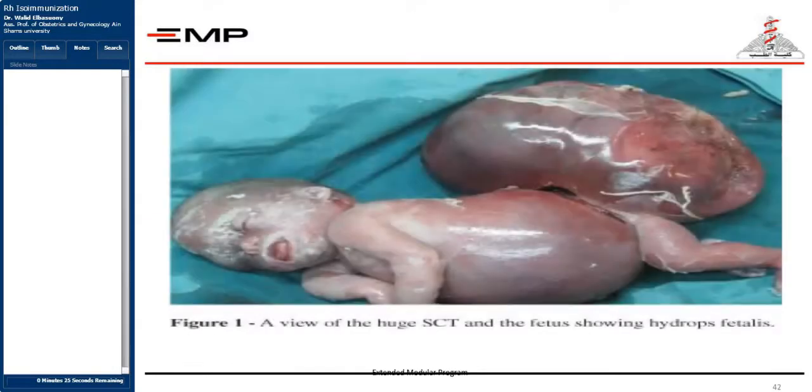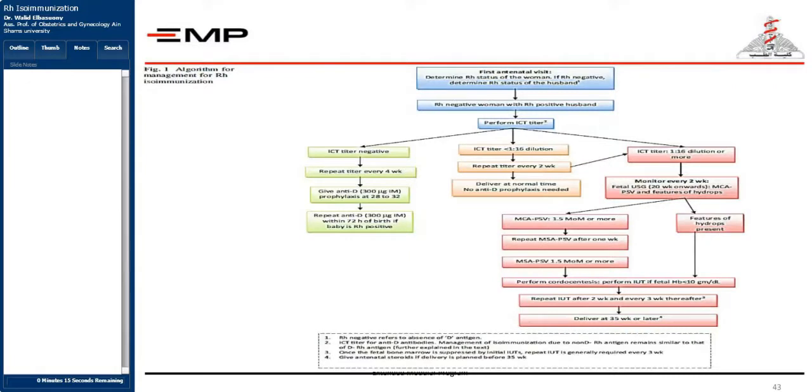This is a picture of a huge sacrococcygeal teratoma leading to hydrops fetalis of the baby. So this is clearly a case of non-immune fetal hydrops. This is a diagram, a flow chart, an algorithm for the management of cases of Rh immunized patients, and we're going to discuss it in detail in the face-to-face presentation.